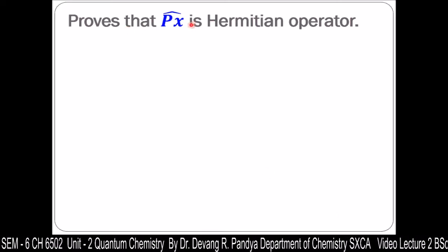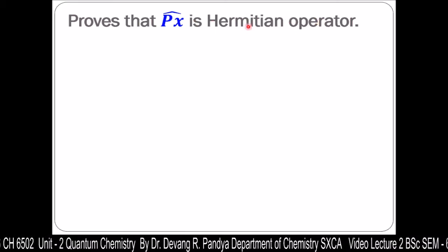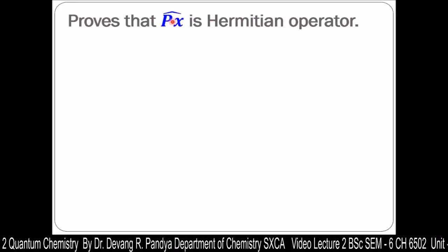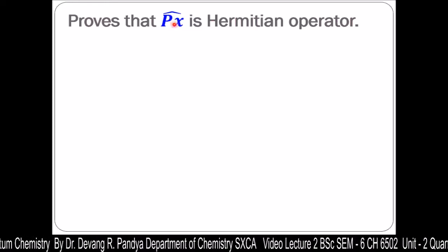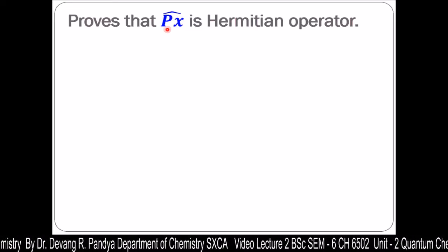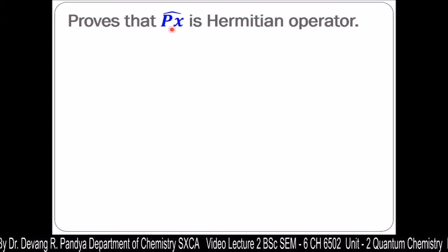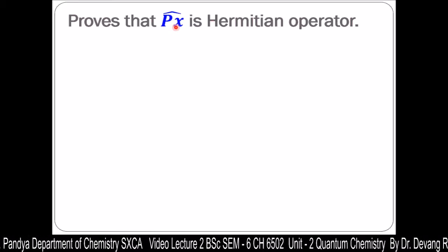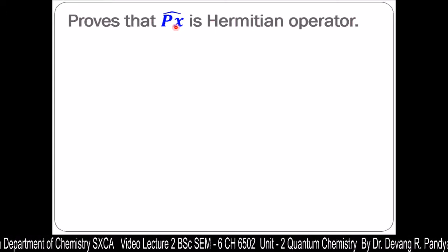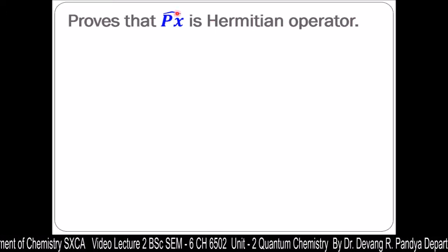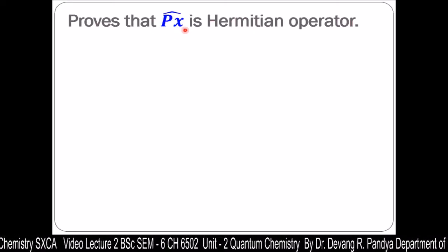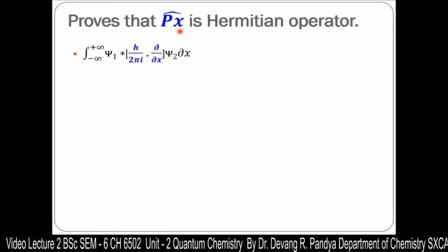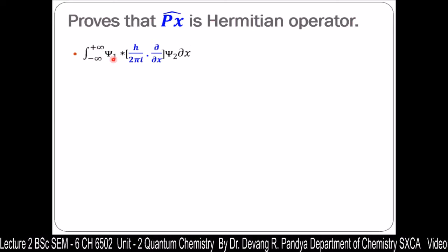Now we need to prove that this Px is a Hermitian operator, and you know a Hermitian operator follows the turnover rule, which means you apply the operator one after the other and the value is going to be similar, then it is considered a Hermitian operator. We need to prove that this momentum operator on the x component is a Hermitian operator. So we need to apply it on the functions one after the other, and if we get the same solution for that application of the operator on different individual wave functions, then we can prove that this Px is a Hermitian operator. Say for example, we have wave functions psi1 and psi2.